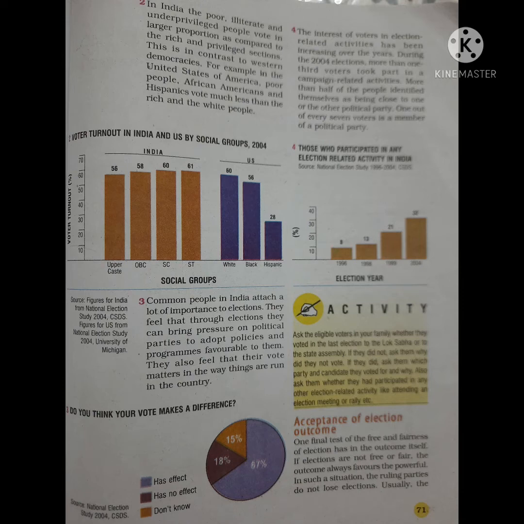Then we take up the topic acceptance of election outcome. The outcome of the election is the final test of its freedom and fairness. If elections are not free or fair, the outcome always favors the powerful. And in this situation, what will happen? The ruling parties do not lose elections, and the losing party does not accept the outcome of the rigged election.